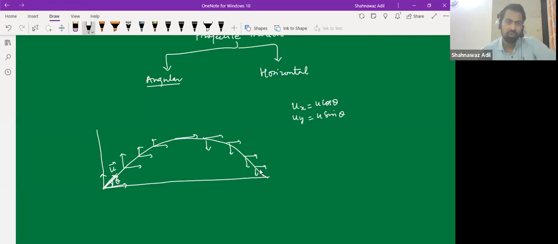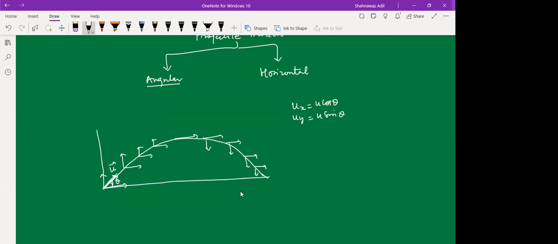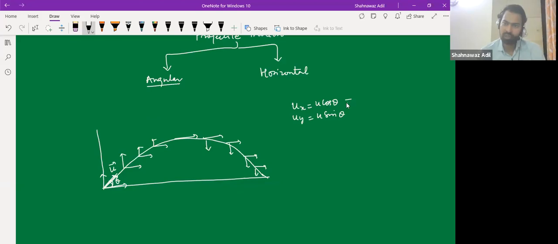So you guys tell me, what velocity is always fixed in the projectile motion? U cos theta, right? So the horizontal one, ux, is constant. That is why we have acceleration ax in the x direction equal to 0, right?